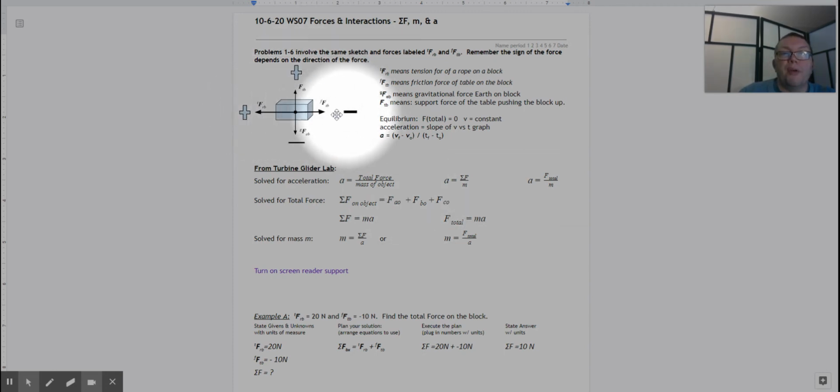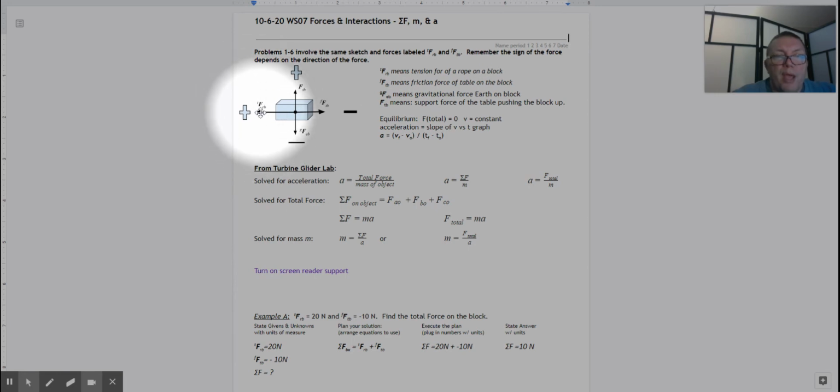Now, looking at the left and right directions, or the x direction, or the horizontal, again, if there are forces in different directions, that's when it's critically important that we assign a direction to be positive and a direction to be negative. In this example, left is positive and right is negative.